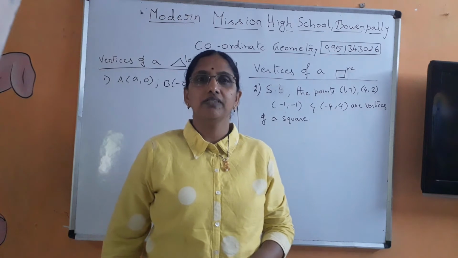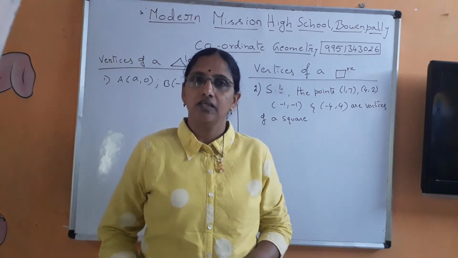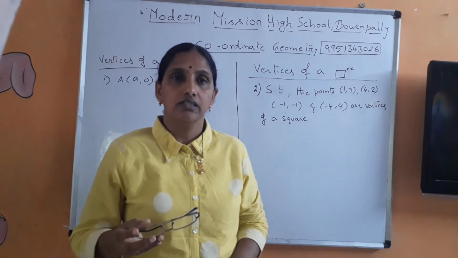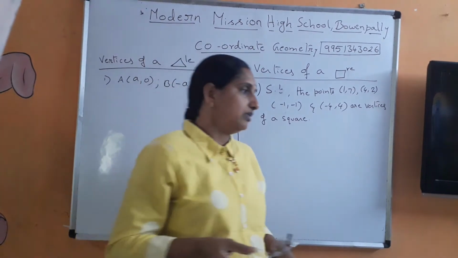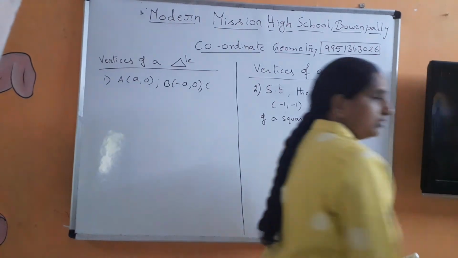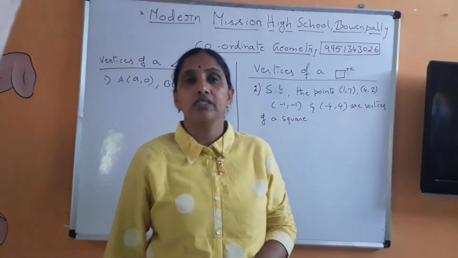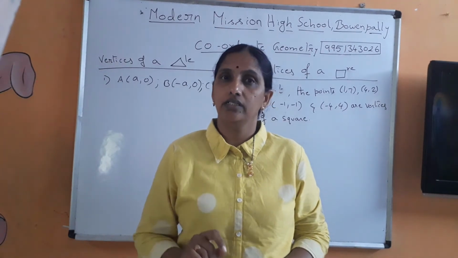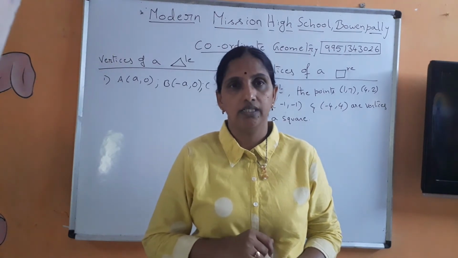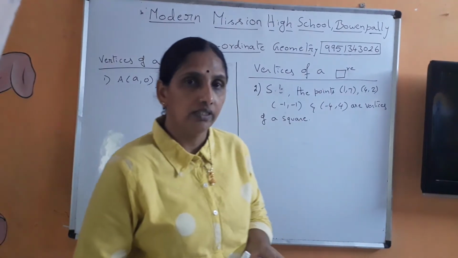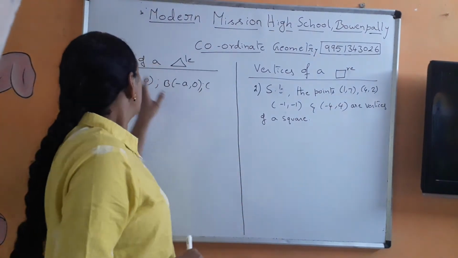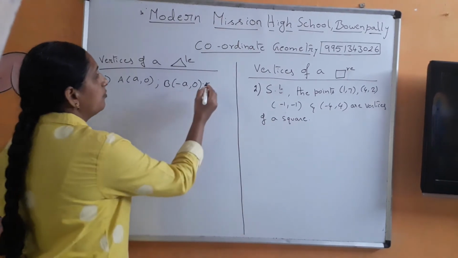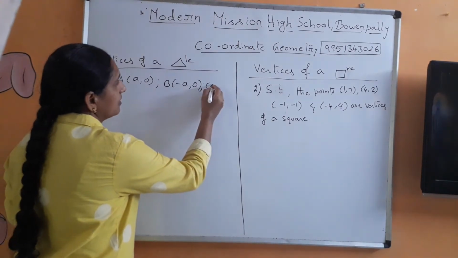Right. In the previous class, we have seen how to verify whether the coordinate points lie on the same line or not. It is collinearity, the condition for collinearity. And now we are going to check whether these points form the vertices of a triangle or not.